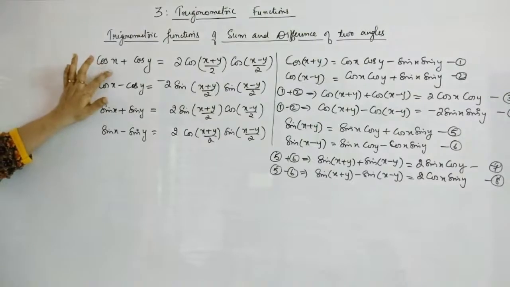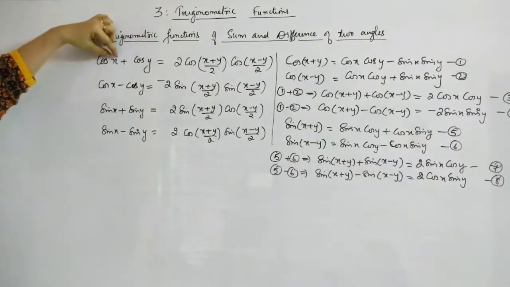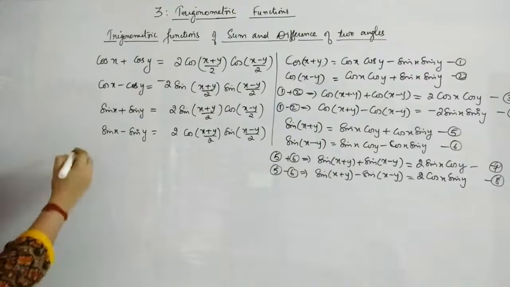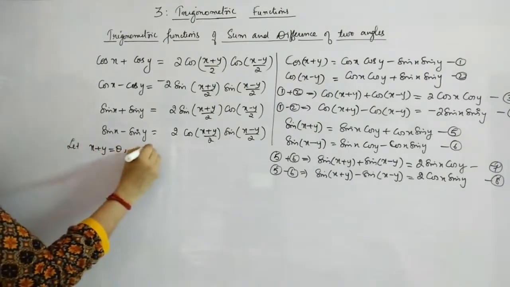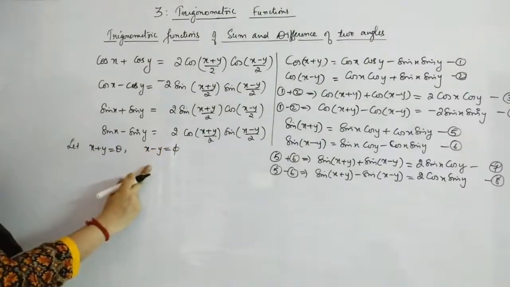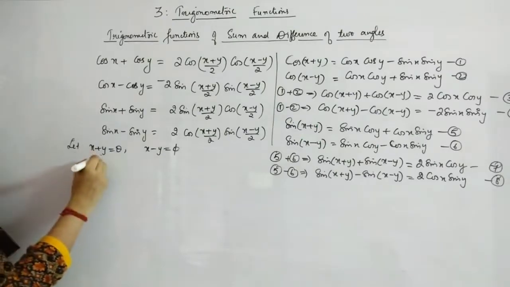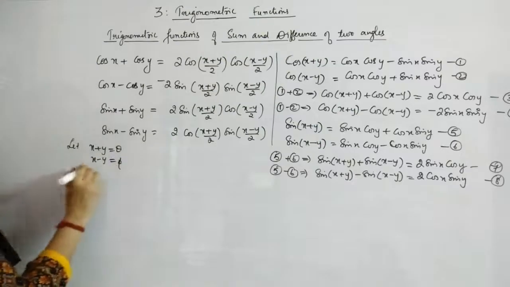Because on the left-hand side what we need is only one variable, not a sum of two. So we are just replacing x plus y and x minus y with theta and phi. Let x plus y be theta and x minus y be phi. Can you solve these two and find out what x and y will be in terms of theta and phi? Let's find out.